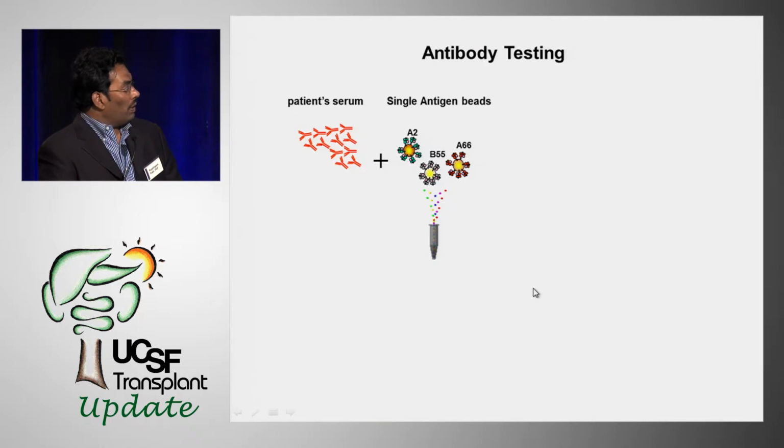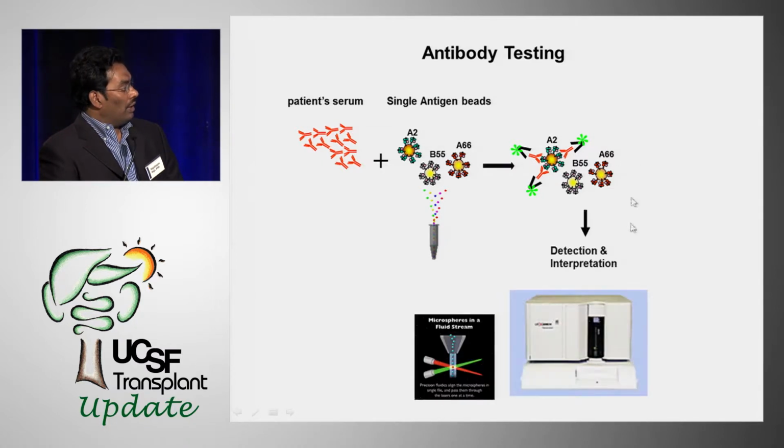Once we get the patient serum, you isolate the serum and mix it with these beads, the same way that we do for the cross matches. If the patient serum has any antibodies, in this case A2, they bind to this particular bead. Then you add the secondary antibody, which has a fluorochrome. Then you can detect using the Luminex method, which has two lasers. One detects the population of the beads, the other one detects the secondary antibodies. So again, it's a very simple test, but it's a very specific test.